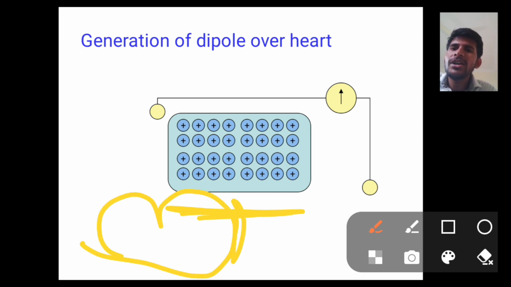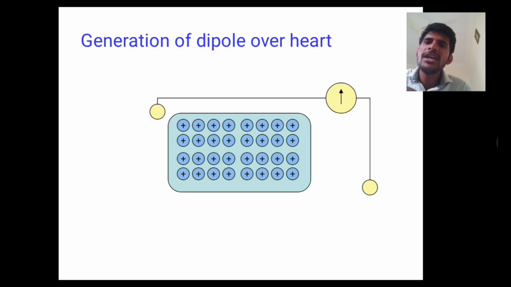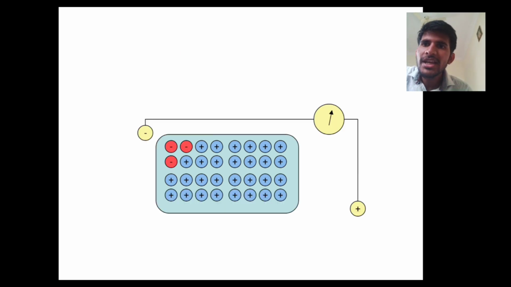This is a heart, and you are seeing only the surface. All the outer surface is positive, wholly positive. Therefore this shows no deflection. When an impulse occurs from the SA node, there will be a slight negative charge. As negative is there, there is slight deflection of this ammeter or voltmeter.